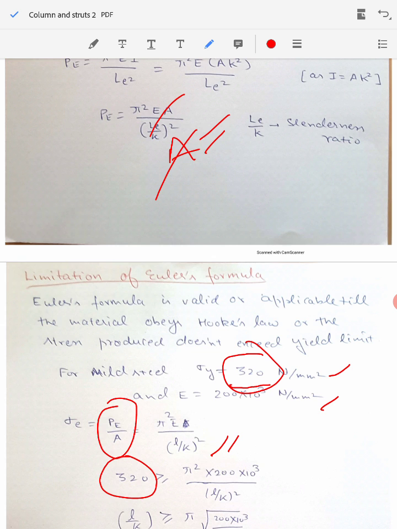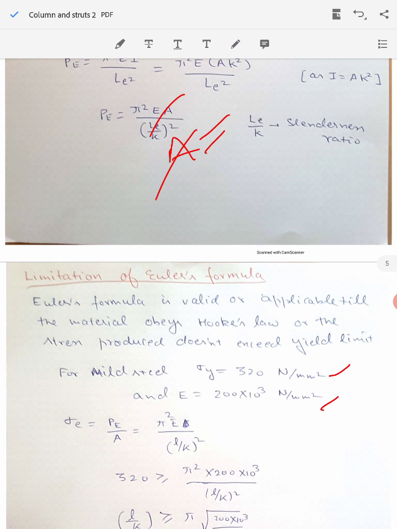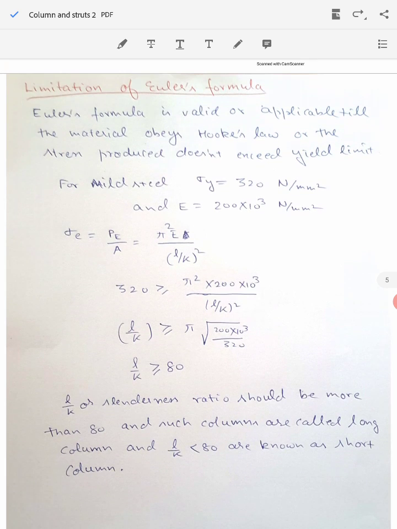So you substitute here that 320 should be greater than or equal to the value on the right-hand side. When you substitute it here, the value for mild steel is 200 into 10 to the power 3 for Young's modulus. So what remains is that L by K comes out to be greater than or equal to 80 if you solve it.